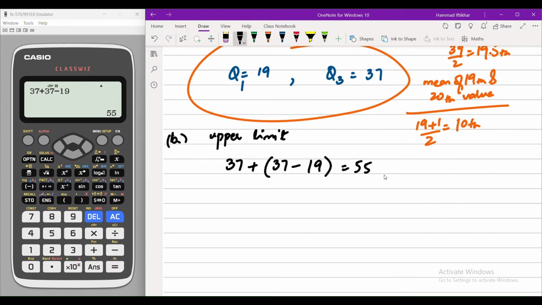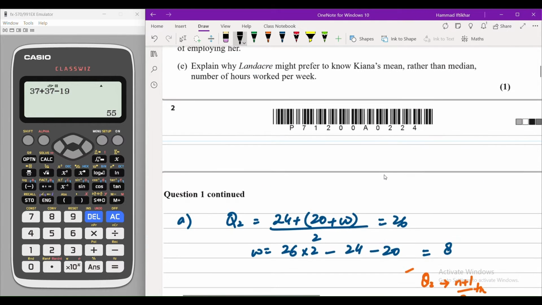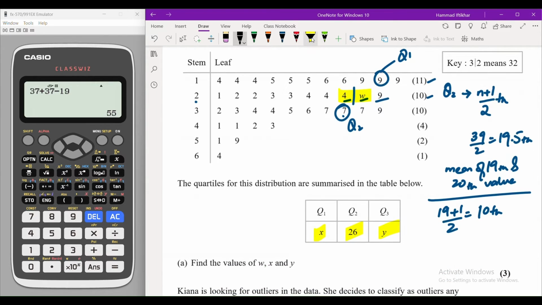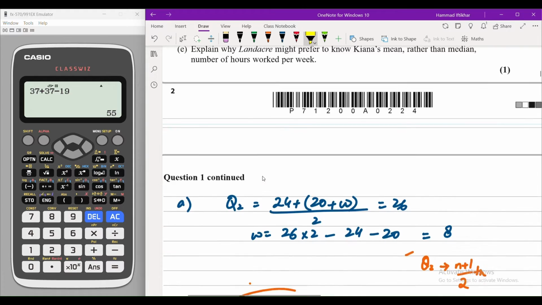Any value greater than 55 will be considered an outlier. So values greater than 55 are 59 and 64. So the outliers are 59 and 64.